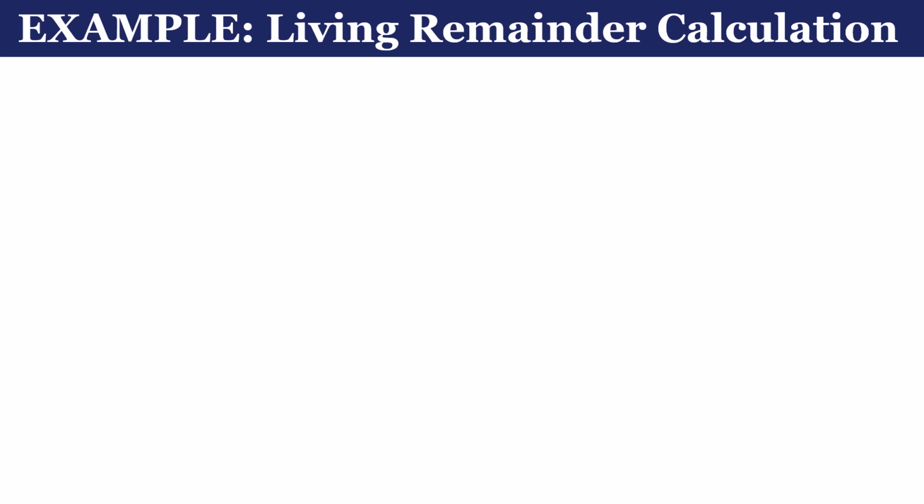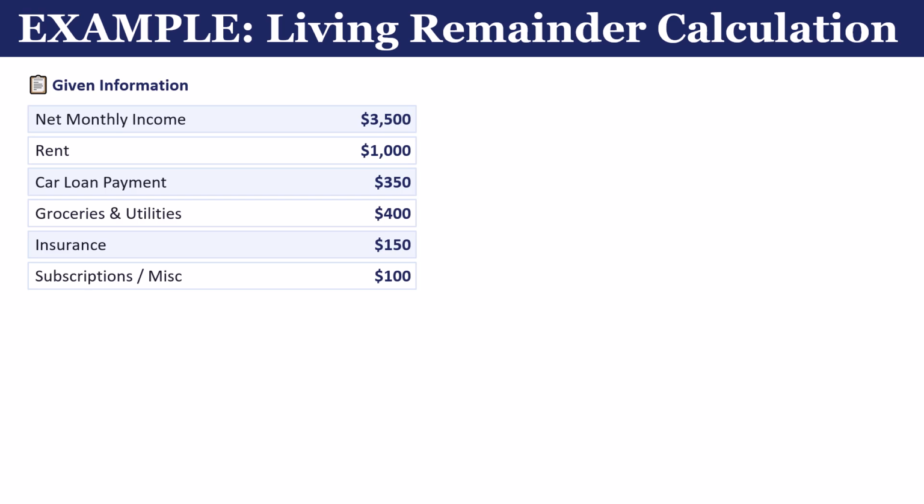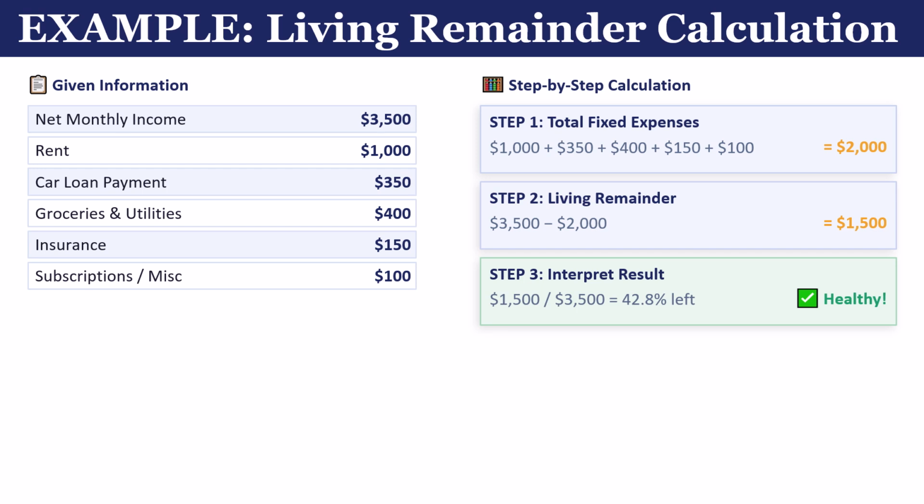Let's take an example, a theoretical example. Living remainder calculation. This is the given information. If you get a monthly $3,500, this is our rent 1,000, car loan 350, grocery and utility 400, insurance 115, music subscription 100. So let's make a calculation. Your fixed expense is 2,000. So your living remainder is 1,500.